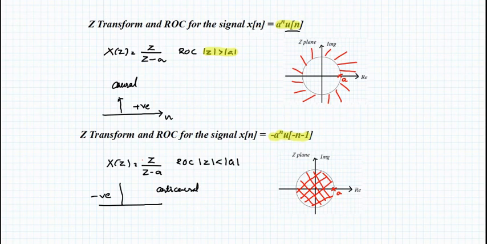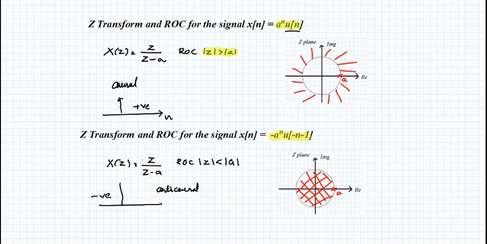Here the question is a raised to n into u of n, you will get z by z minus a. Here the question is minus a raised to n into u of minus n minus 1. In both cases you are getting the same answer, but the ROC is different, because one signal is a causal signal and the other is an anti-causal signal. You need to remember this question and the ROC, because we need to use this result when we find the inverse Z transform.